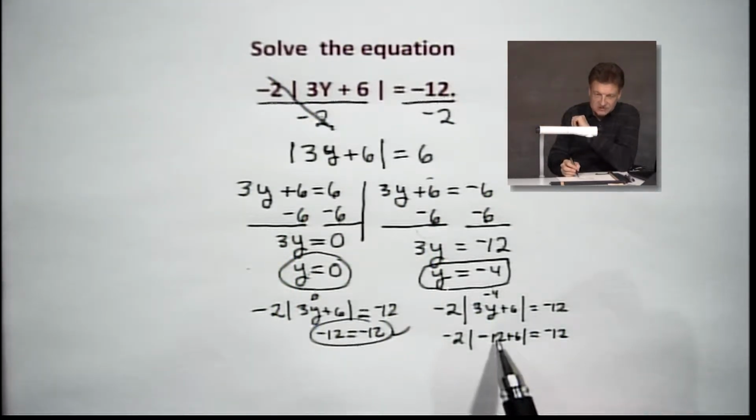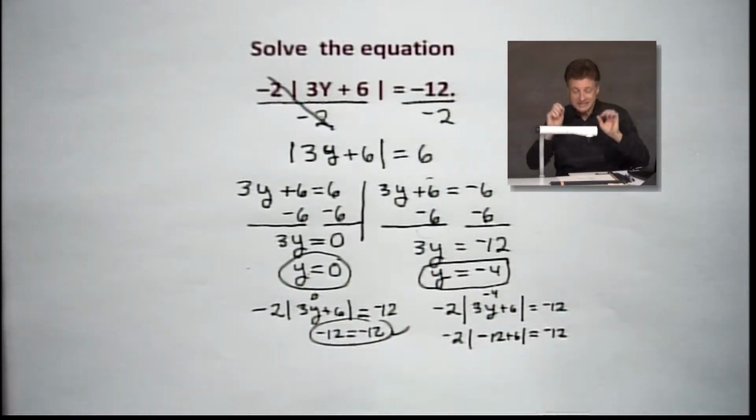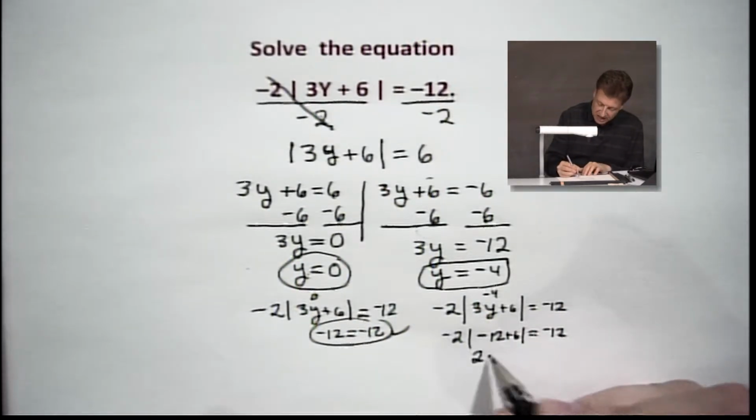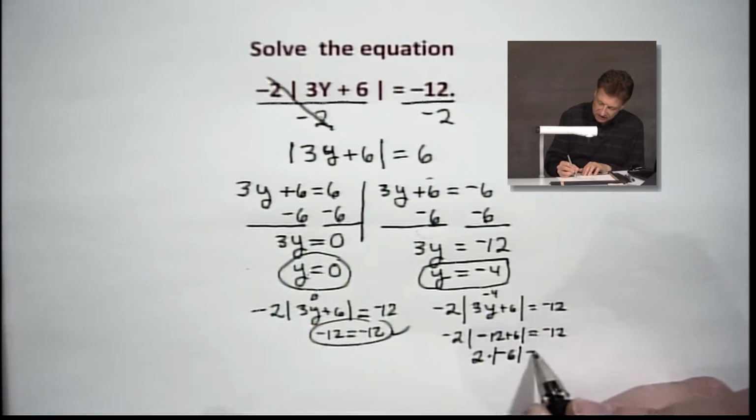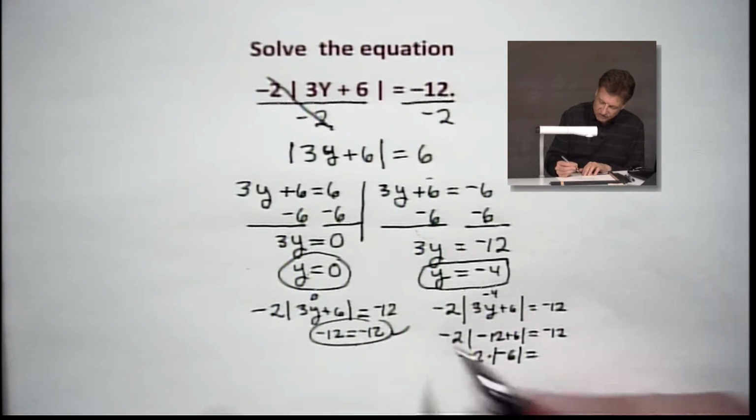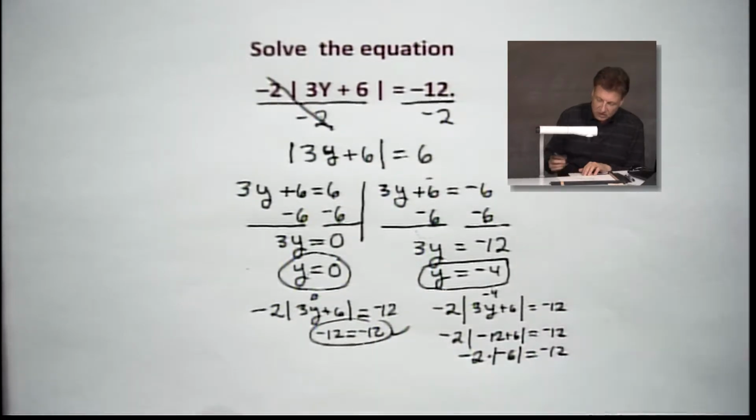The absolute value of 6, that's 6 again. Or excuse me, the absolute value of negative 6 is 6. It doesn't matter, right? As long as we have a 6 or a negative 6, we're going to get the absolute value to be equal to 6. So we've got negative 2 times the absolute value of negative 6. And we still got a negative on that too, folks. Don't lose that.